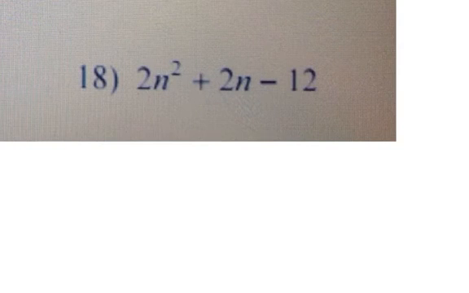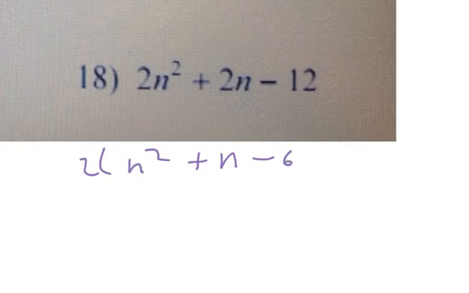Okay, one more, guys. Try this one first on your own. Pause the video. Okay, hopefully you notice they're all even again. So my first step is I'm going to do a GCF of 2. Let's just double check. That's 2n squared. That's 2n. That's minus 12. All right, we're on our way. What was the next thing you should have done?